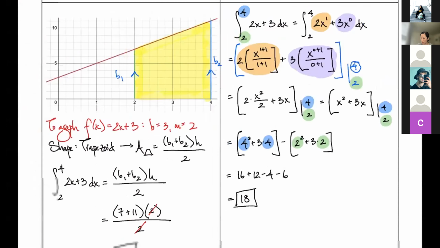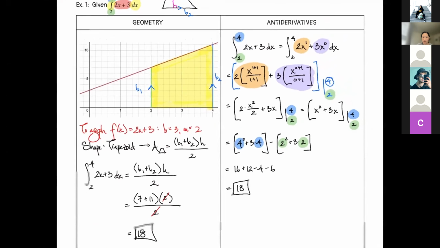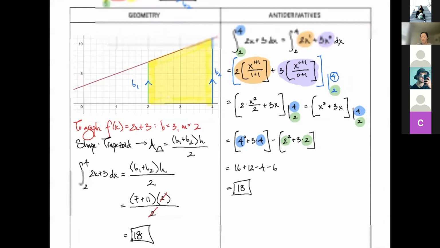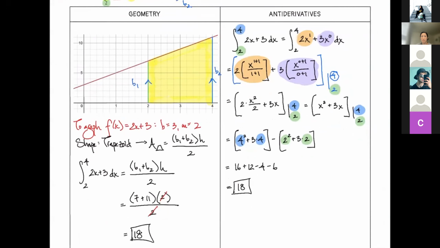So let's zoom back out for a moment. And holy cow, our answers from both the geometry and the antiderivatives were the same.